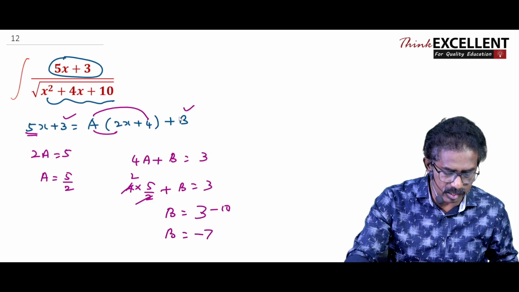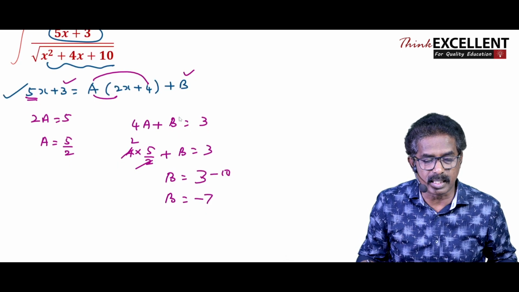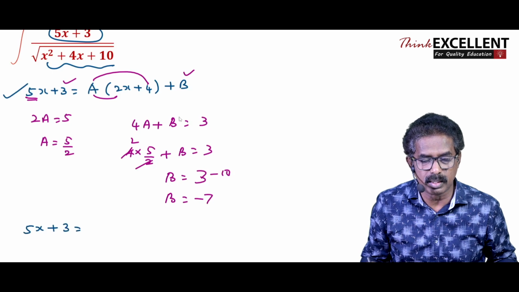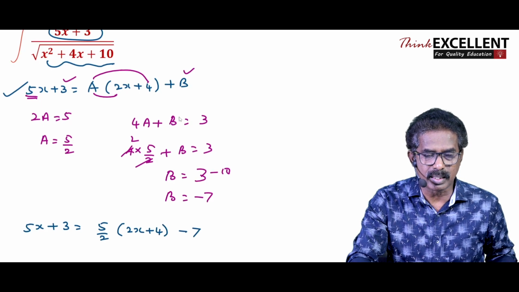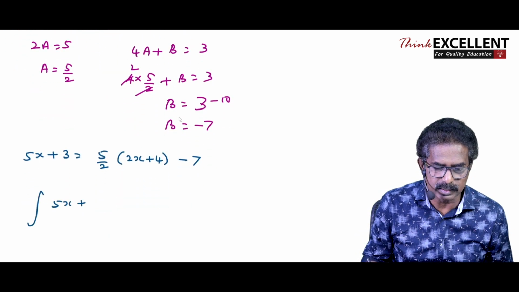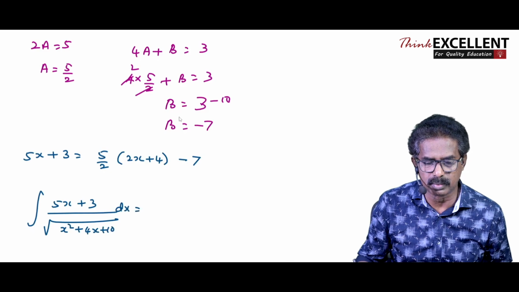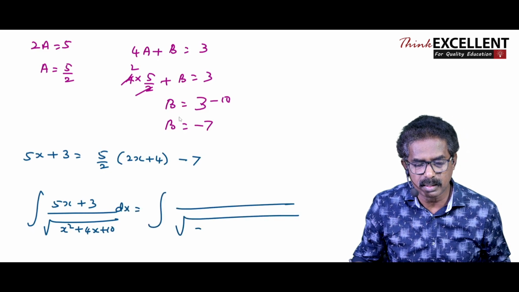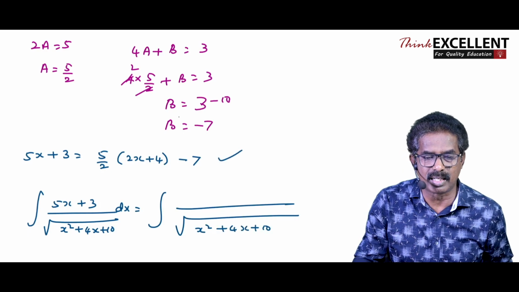So a value, b value, got it. So those values you can substitute. Therefore 5x plus 3 is equal to a into, that is 5 by 2 into (2x plus 4), plus b, b value minus 7. Now we write the question: integral 5x plus 3 by root of x square plus 4x plus 10 dx is equal to, no change in denominator, x square plus 4x plus 10. Numerator 5x plus 3, you write this value. What do you write?